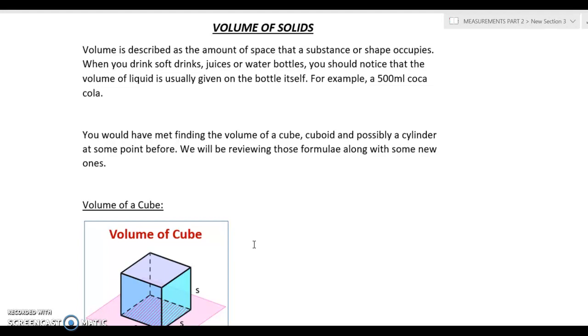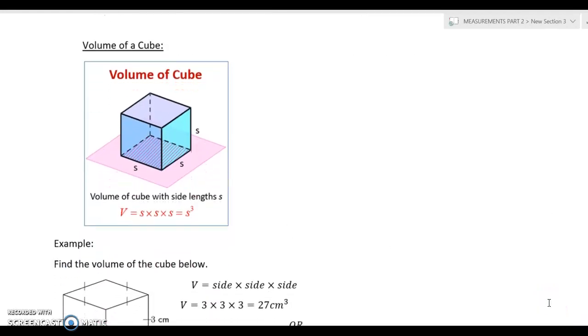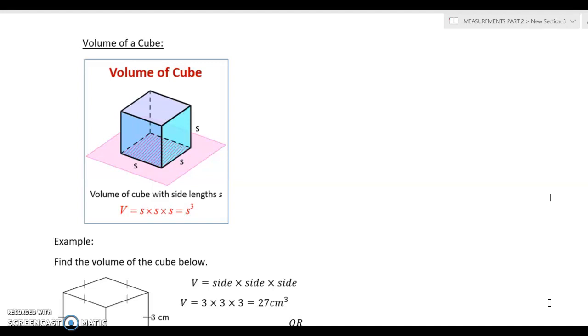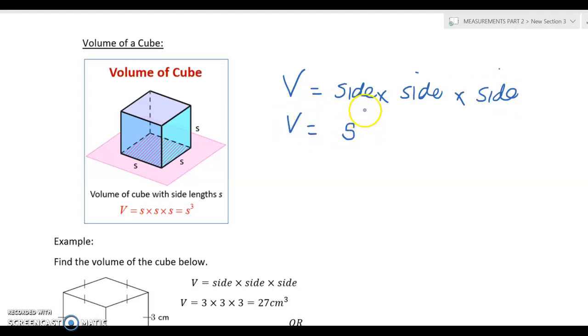Now, at some point you would have met the volume of a cube and cuboid at least, so we're going to go through that along with some other shapes. Now, volume of a cube. By now, we know what a cube looks like. Since all the sides in a cube are the same, because all the faces are squares, the volume is side by side by side. Or we could just write it as s cubed, where s represents the side. Or if it's easier for you to remember, side times side times side, that's perfectly fine.